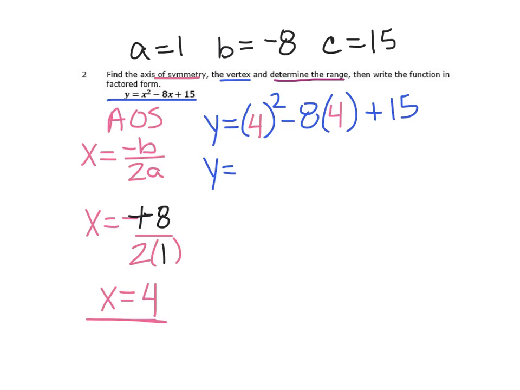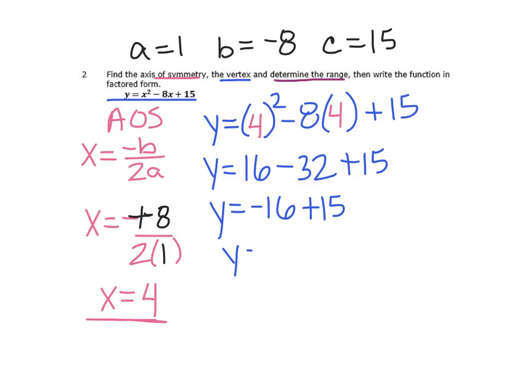So y equals 4 times 4 is 16. Negative 8 times 4 is negative 32, plus 15. 16 minus 32 is negative 16. Negative 16 plus 15 comes out to a negative 1. Our final step is going to be to write the vertex as an ordered pair. So in parentheses, I'm going to have my x value from the axis of symmetry, comma, the y value that we just solved for.